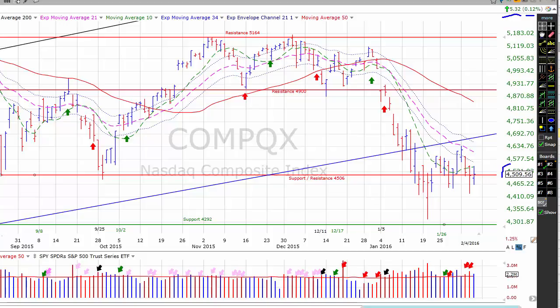We closed at 45.09. If you recall, the prior day we had closed just underneath support resistance down here in the 45.06 area. Yesterday, we edged just above that level, closing, like I said, at 45.09, just a shade above the 45.06 support resistance area. So we've recaptured support, and we'll see where we go from there.